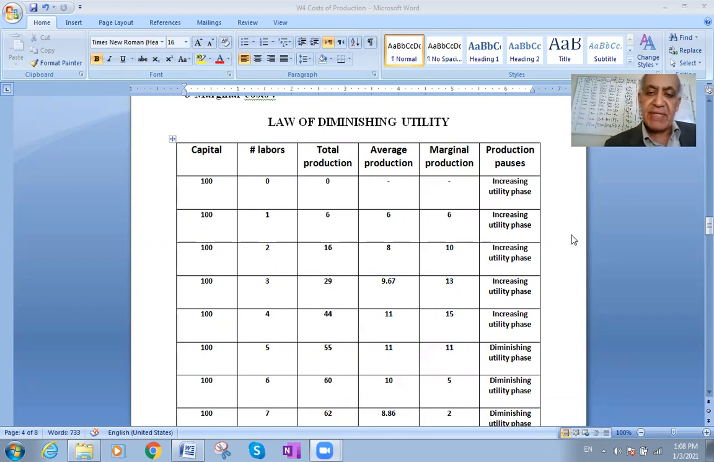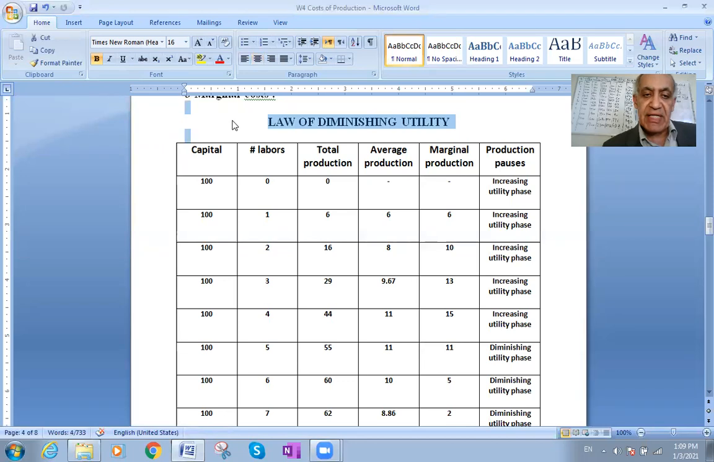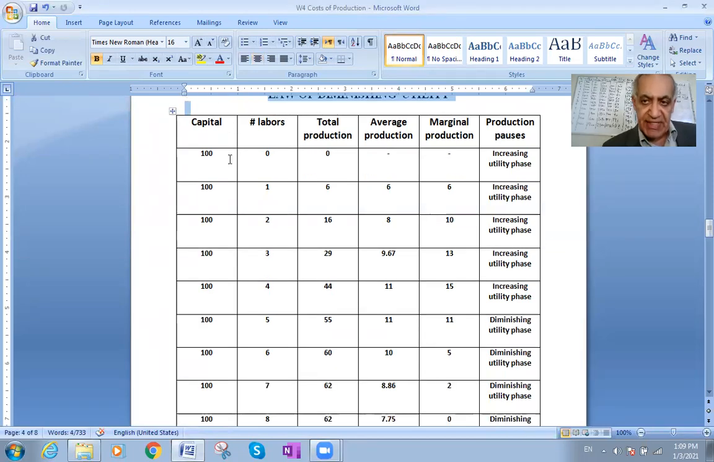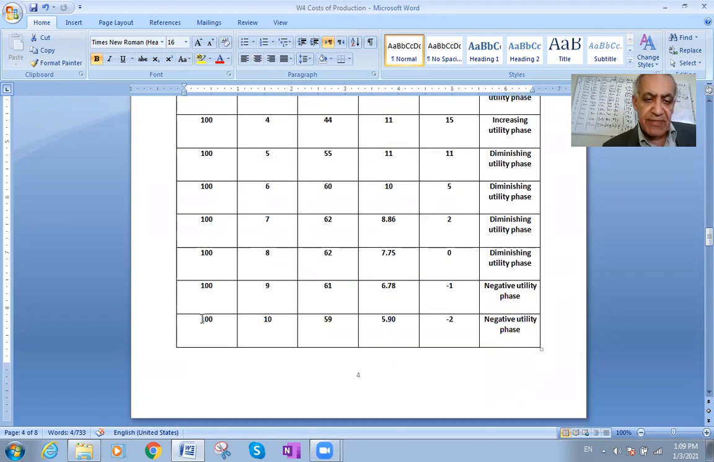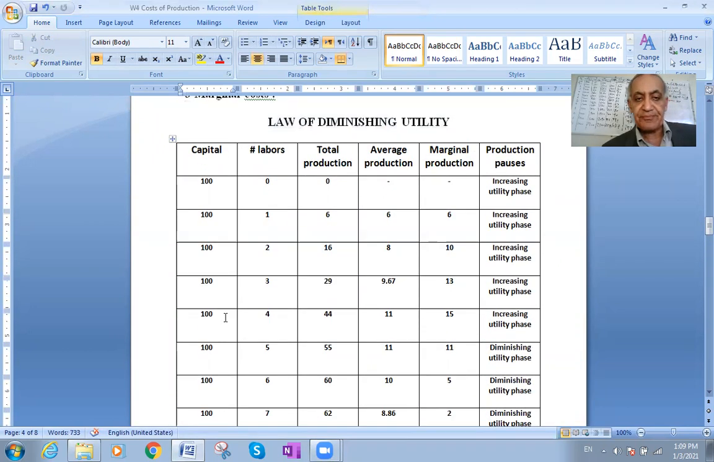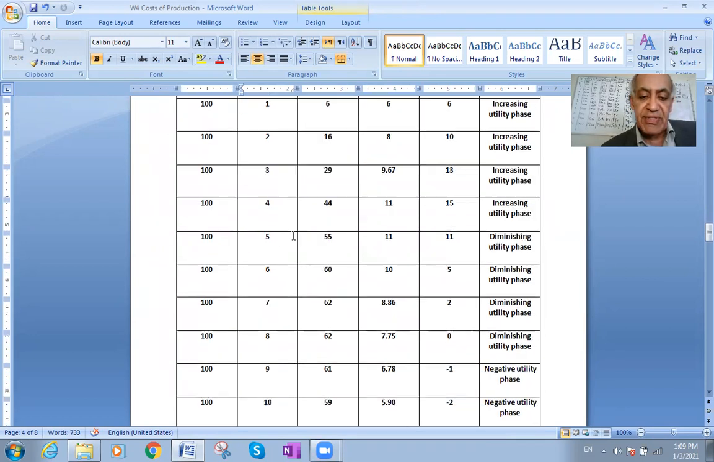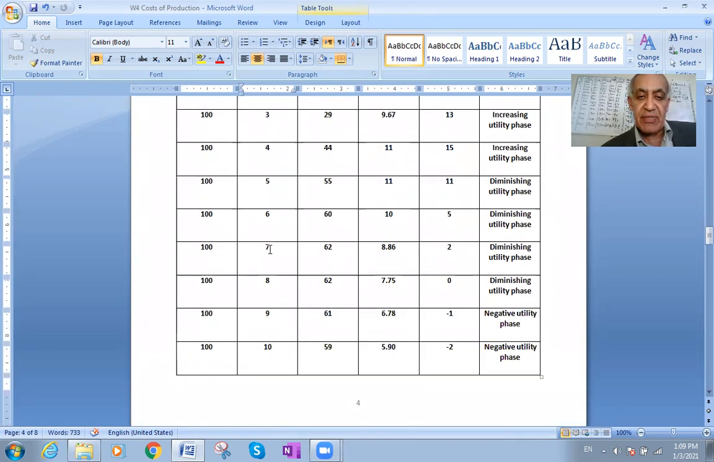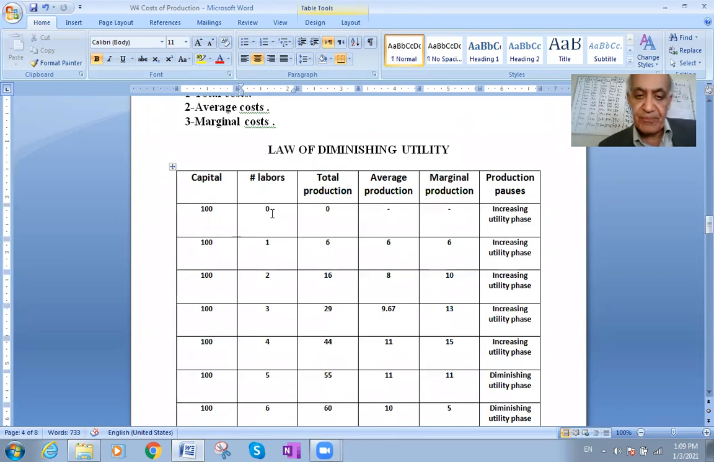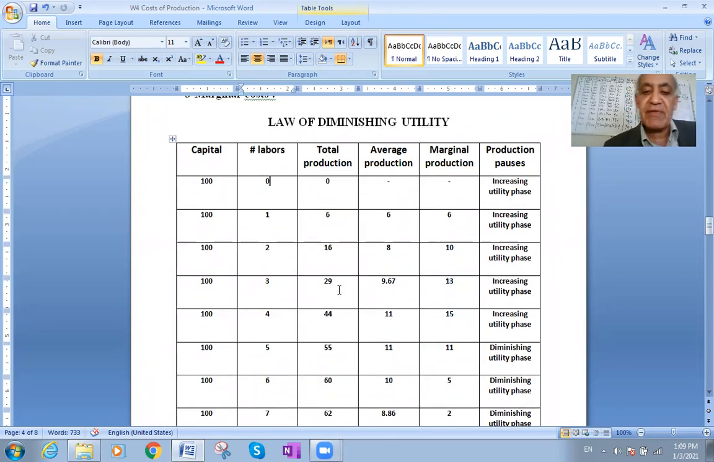Now, in simple words, let me tell you something. If the capital is fixed, I'm talking about the law of diminishing utility. Capital is fixed, so it's going to stay the same: 100, 100, 100, 100, till the end of the table. But what actually happened is that we increased the labor. The labor was zero, then became one labor, two labors, till they reach 10 labors, from 0 to 10. Then total production would be given for you in the example.